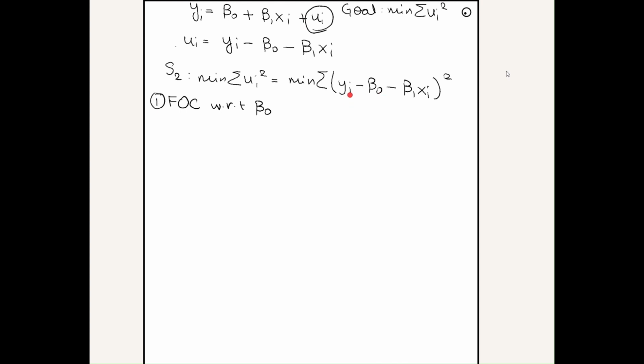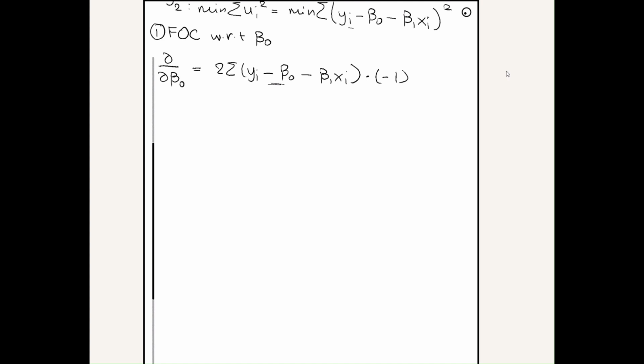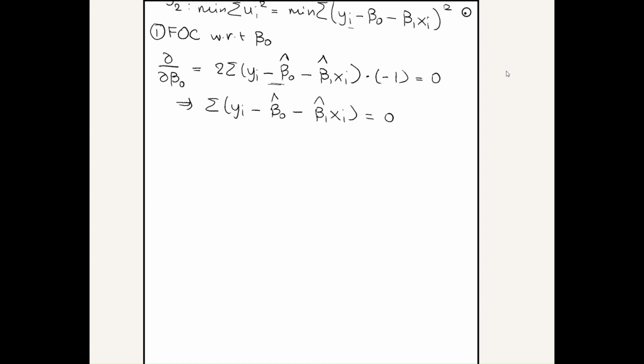All right. So when you take the derivative of this with respect to beta naught, you have the function divided by beta naught, and you have 2 times the summation of yi minus beta naught minus beta 1 xi times minus 1, because you're taking the derivative with respect to beta naught. We know that first order conditions are always equal to 0, and hence dividing both sides of the equation by -2, we have the summation of yi minus beta 0 minus beta 1 xi is equal to 0. Now one thing that I forgot over here, as soon as you take the first order condition, you get the predicted values.